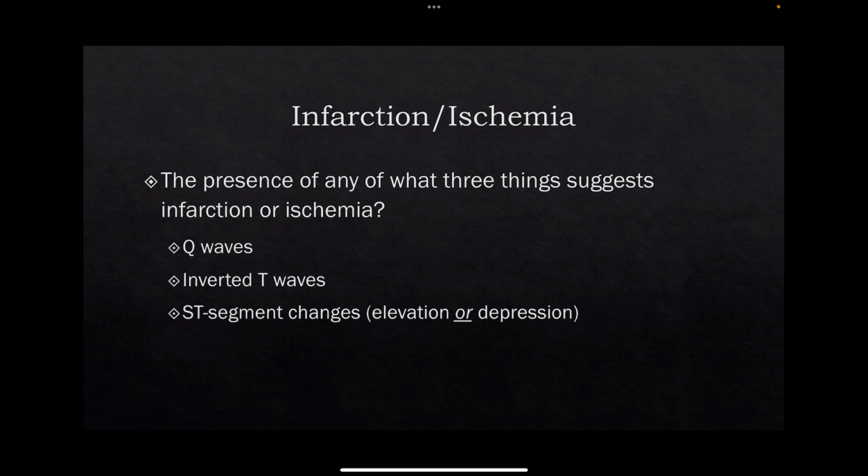So if you see pathologic Q waves, that means they've had an old MI. When you see Q waves, inverted T waves, ST segment changes are more the acute findings that you'll see at first, and then they kind of go away, and then the Q waves happen later.